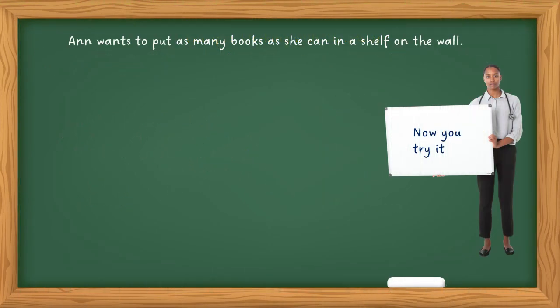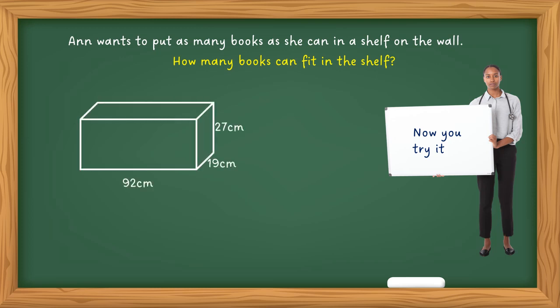Okay, so now you try it. Anne wants to put as many books as she can in a shelf on the wall. How many books can fit in the shelf? So there's your shelving. All right, she wants to fit as many books across here as possible. Okay, there's the dimensions of the books. So how many of these books can she fit along there? Pause the video, have a go. How did you do?